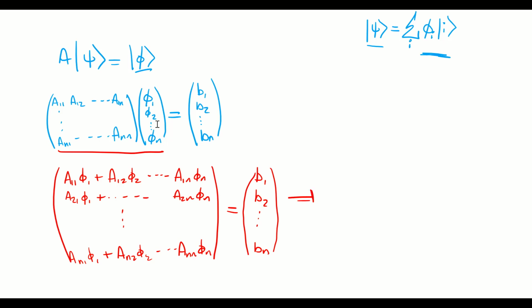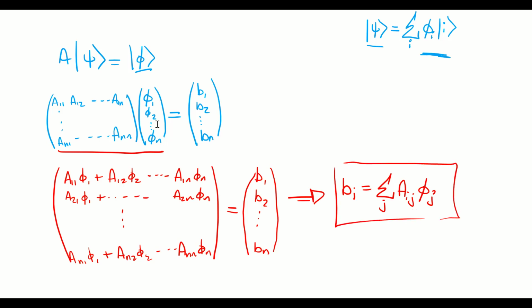So this can all compactly be written in terms of bi being equal to the sum over j of aij phi j, where phi j are just the coefficients of the initial ket that we were in before the operator operated on us, and aij are the matrix elements of that operator. So that's the gist of what operators are and how we represent them in our matrix notation.